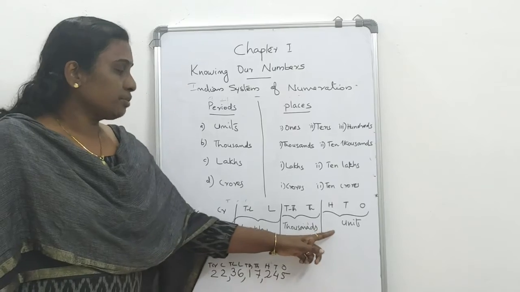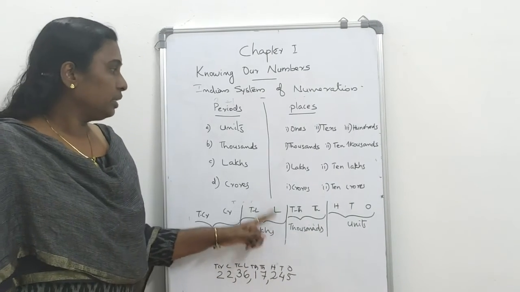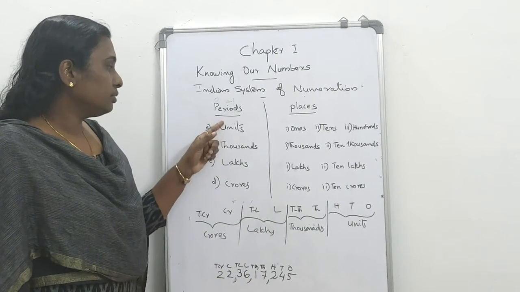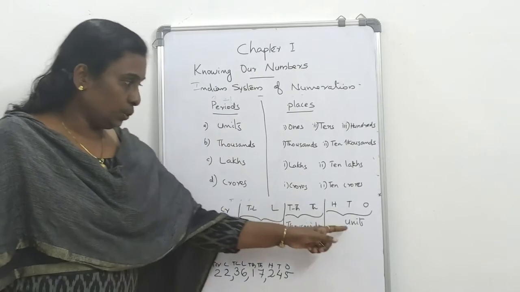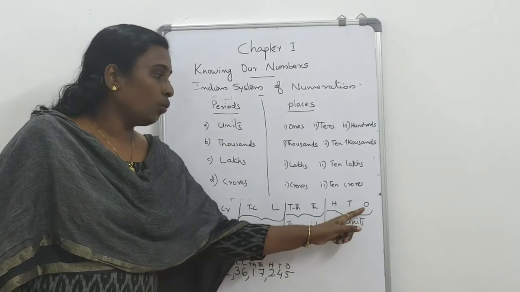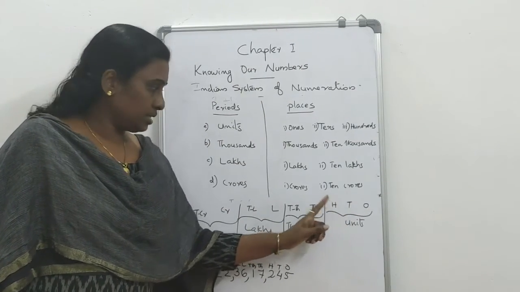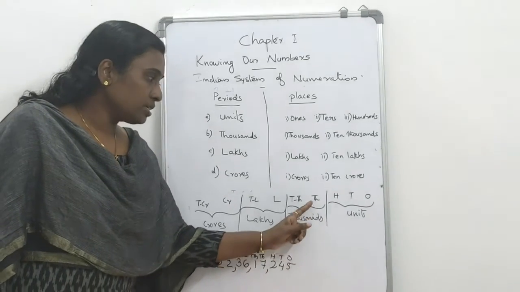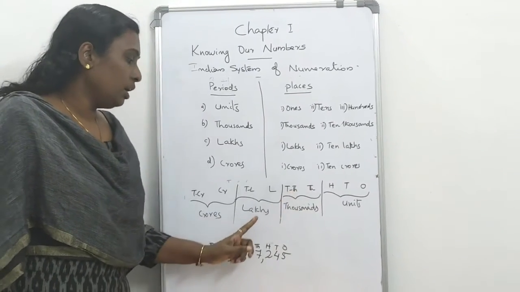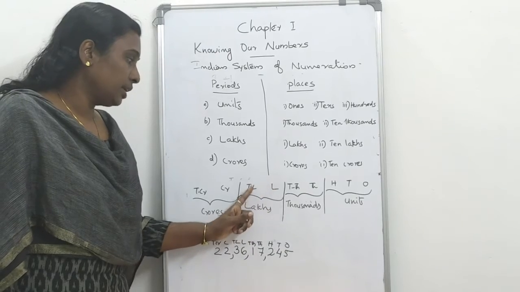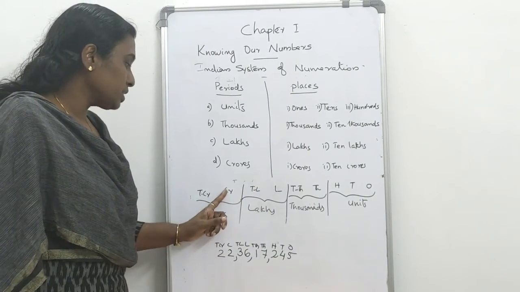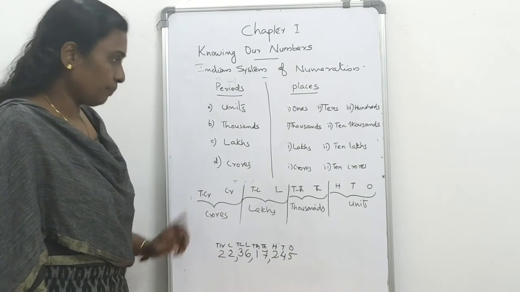This is the Indian system of numeration chart. The first period is units, which contains ones, tens, hundreds. The thousands period contains thousand, 10,000. The lakhs period contains lakh, 10 lakh. The crores period contains crores, 10 crores.